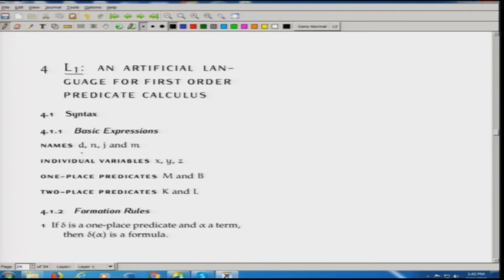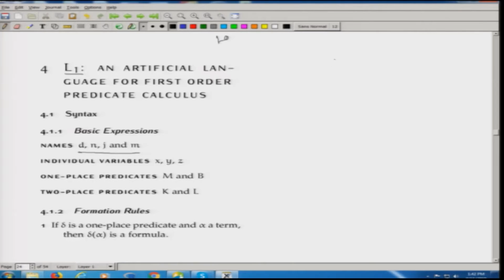So there are four names like L0. They are D, N, J, and M. And additionally, we have individual variables that can take only individuals. That is the reason this is first order semantics. This is first order logic. Why? Because in this logic, a variable like x or y can only take names. That is, they can only take objects. They cannot take predicates.